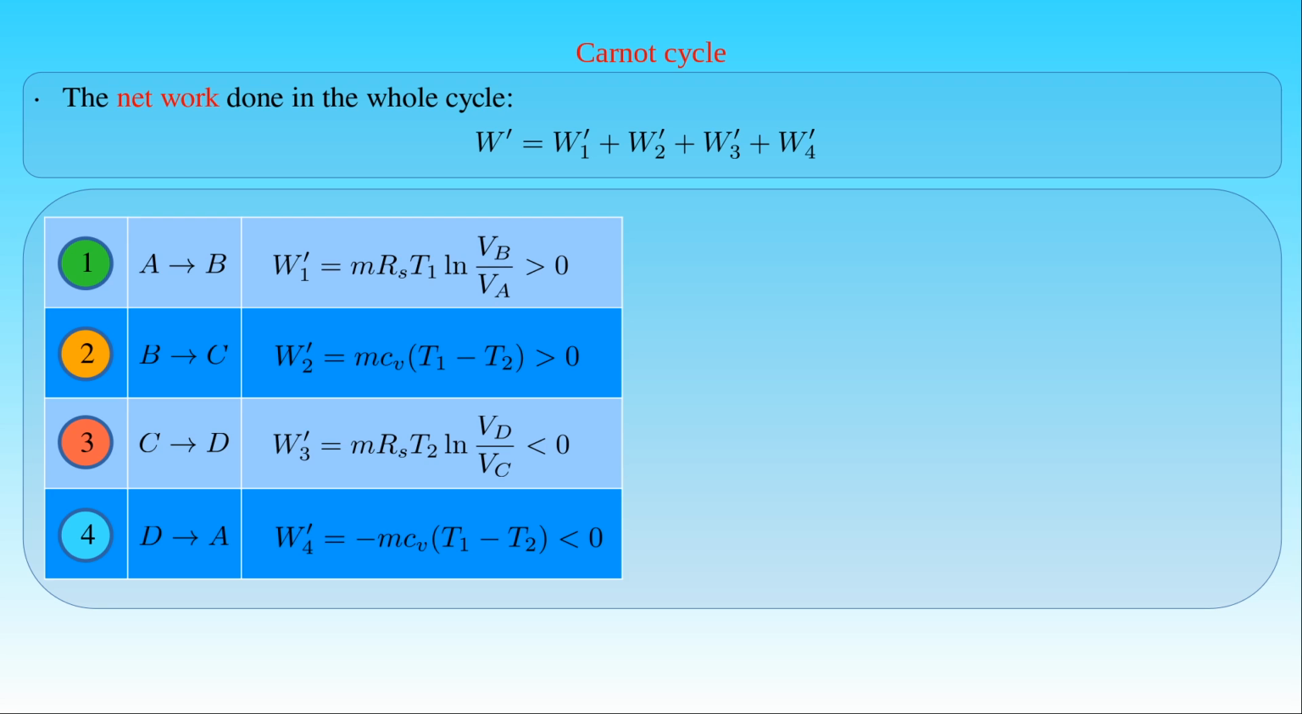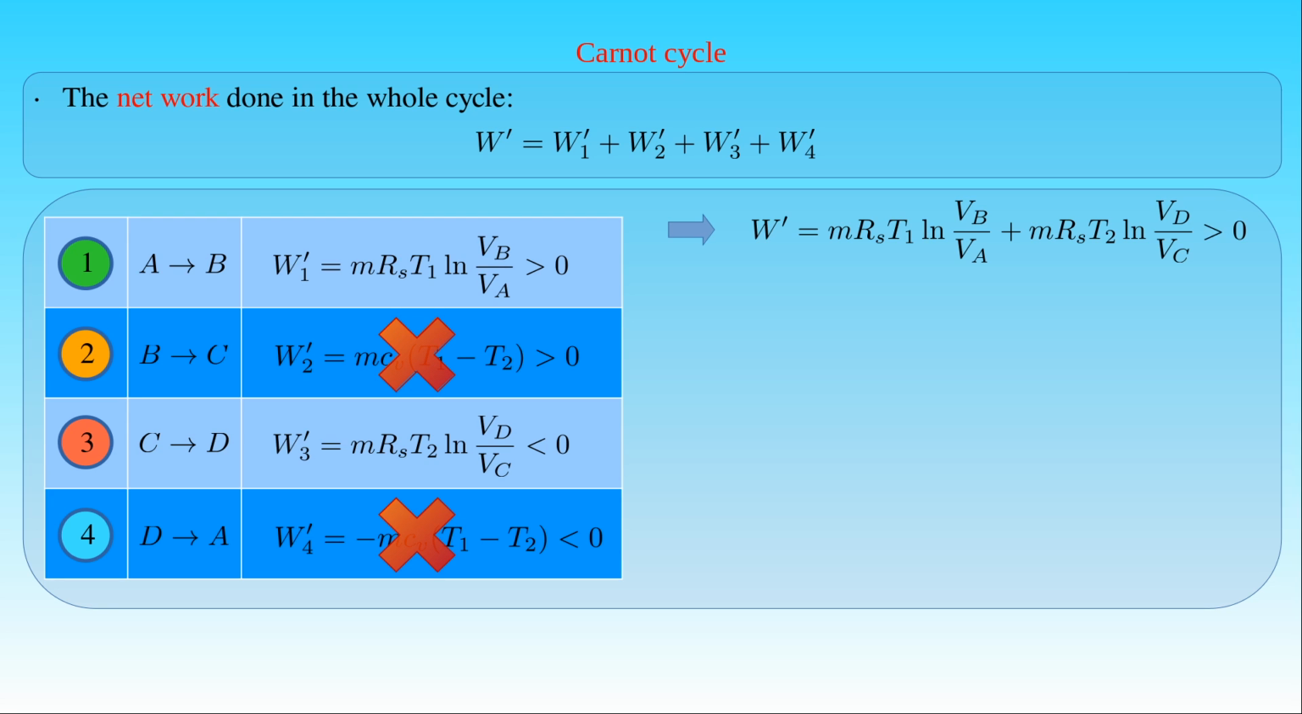Here we can see that the work W'2 done in the adiabatic expansion is equal to minus the work W'4 done in the adiabatic compression. Therefore, they cancel each other out in the sum. As a result, the net work W' done by the system is equal to m times Rs times T1, times the natural logarithm of the ratio of Vb to Va, plus m times Rs times T2, times the natural logarithm of the ratio of Vd to Vc. Since both terms in the sum are greater than 0, the net work W' is positive.